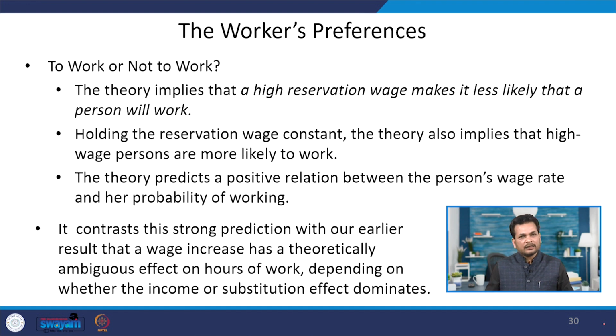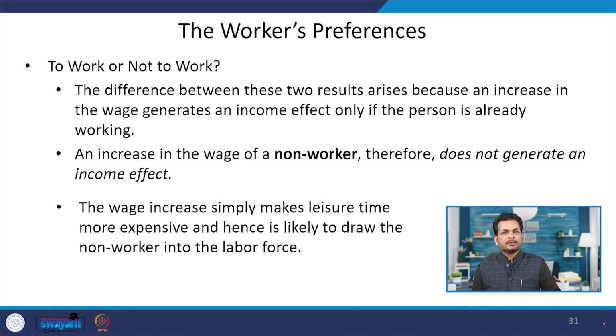However, this strong prediction contrasts with our earlier results that a wage increase has a theoretically ambiguous effect on hours of work, depending on whether the income or substitution effect dominates. The difference between these two results arises because an increase in the wage generates an income effect only if the worker is working. An increase in the wage of a non-worker therefore does not generate an income effect.